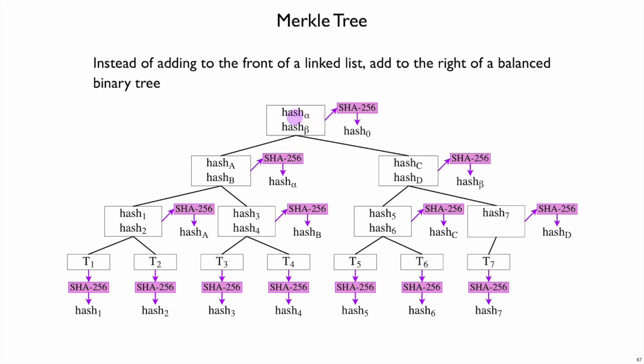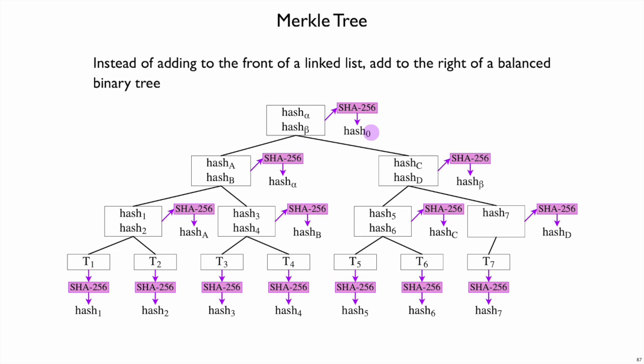So at the root of the tree, there's a hash for the left and a hash for the right. And by taking those two combinations, we get to hash 0. That means hash 0 here covers everything in the tree. So it does the same thing that a linked list hash would do.